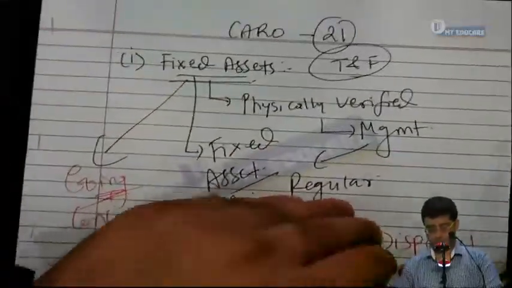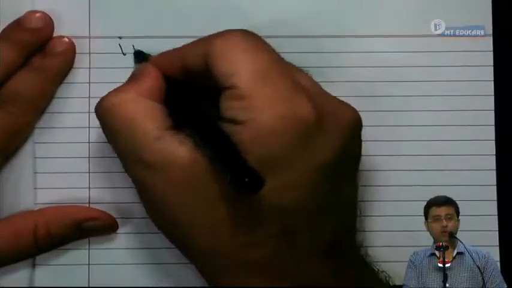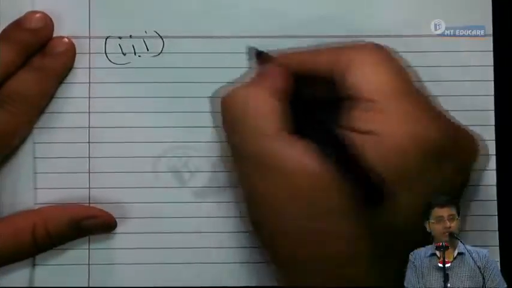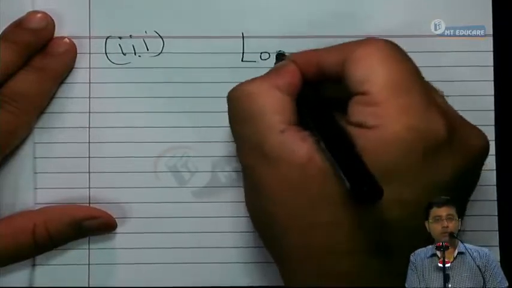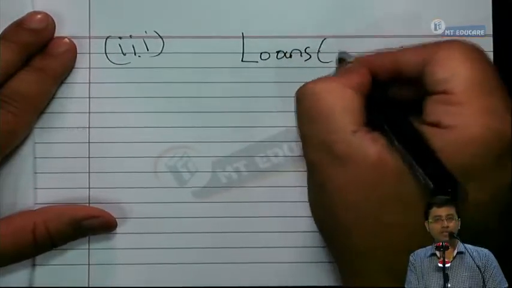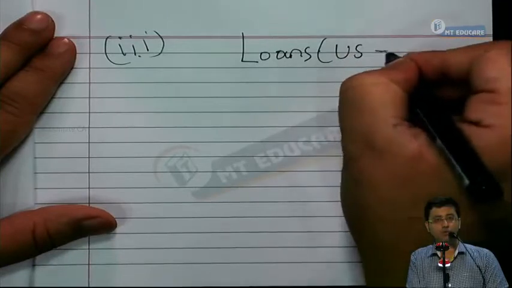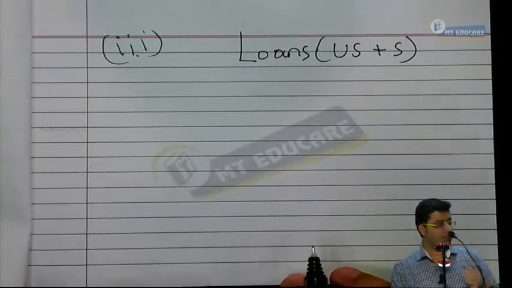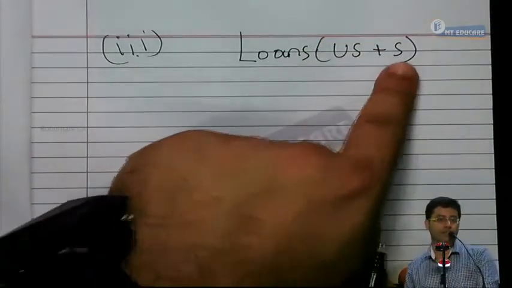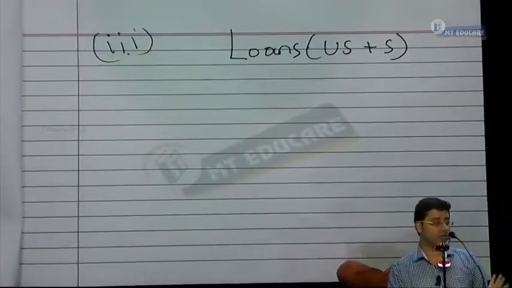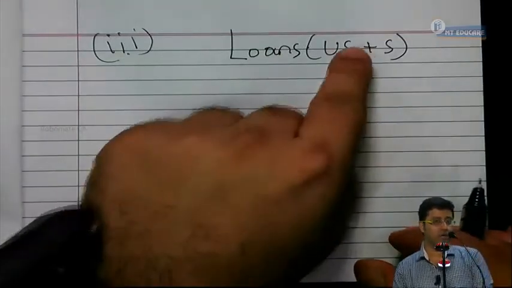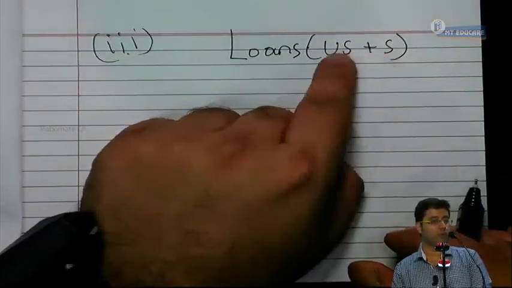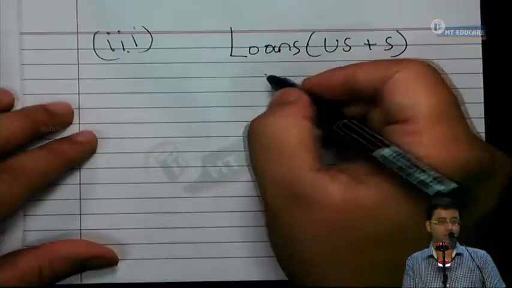Okay, next point. Now this third point of CARO, it's difficult to understand, so look here. It speaks on loans, whether unsecured loans or secured loans, both are covered. So in the exam, if they give you a question, you should not worry, because I am talking about both types of loans, secured and unsecured.